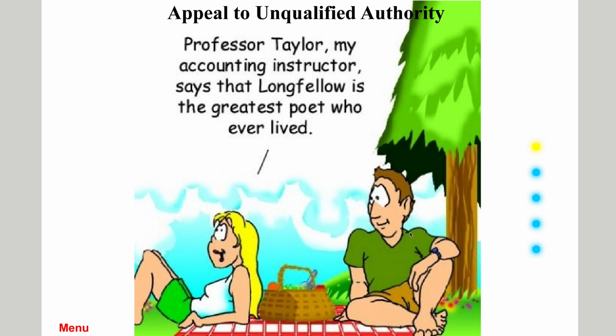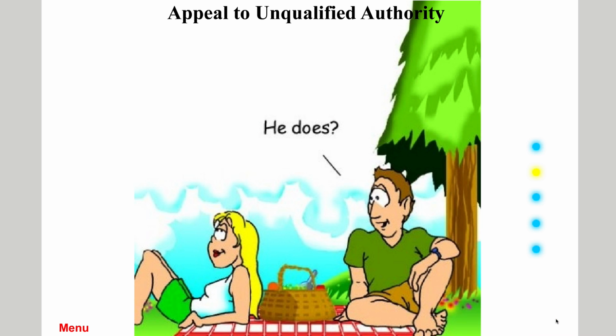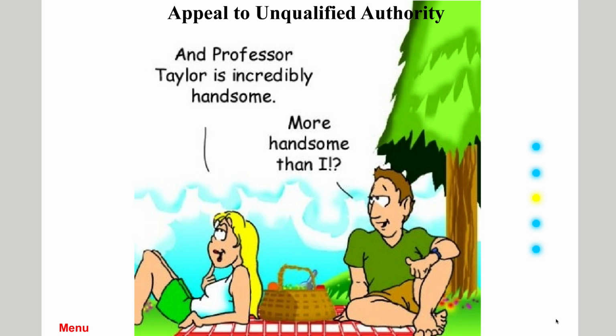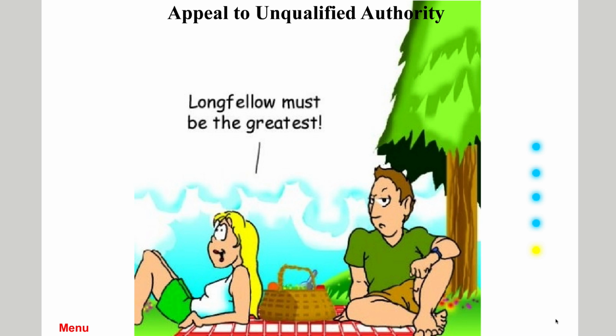In this dialogue here, Professor Taylor, my accounting instructor, says that Longfellow is the greatest poet who ever lived. He does. And Professor Taylor is incredibly handsome, more handsome than me. Longfellow must therefore be the greatest. So the argument is, my accounting professor says this, therefore it must be the case. But of course, an accounting professor is not an expert in English poetry, and therefore can't be expected to have the final say on who is the greatest poet.